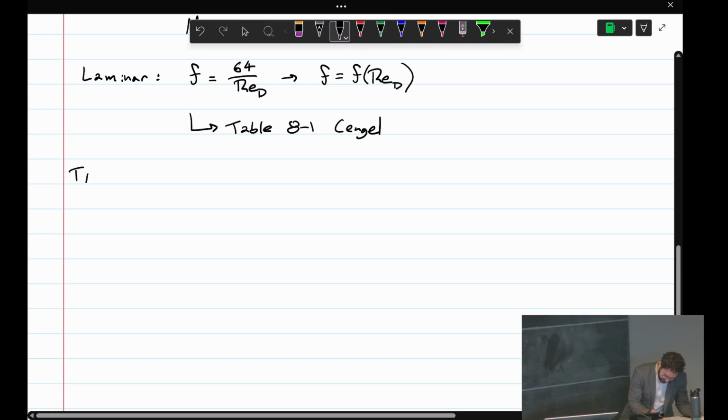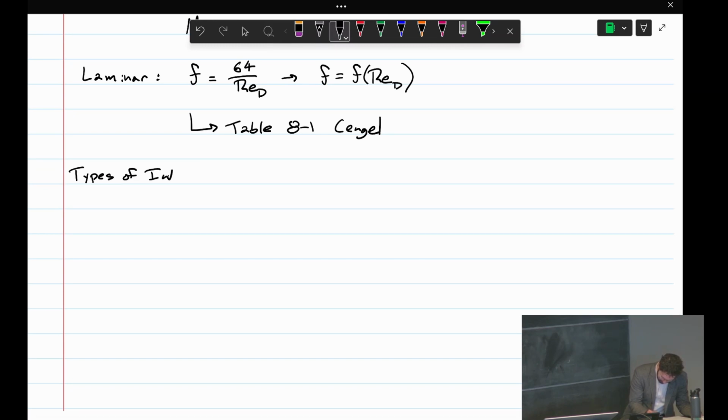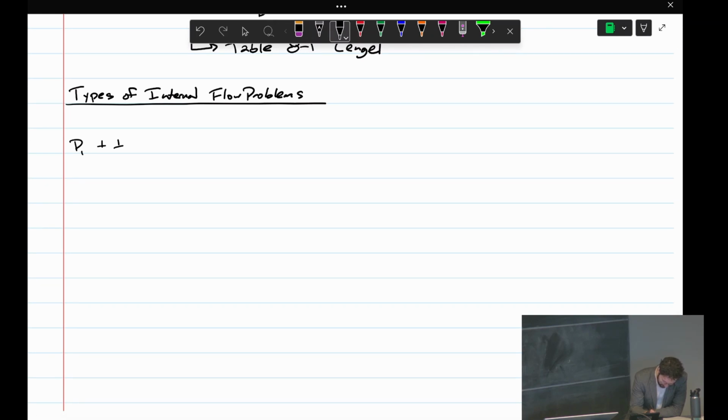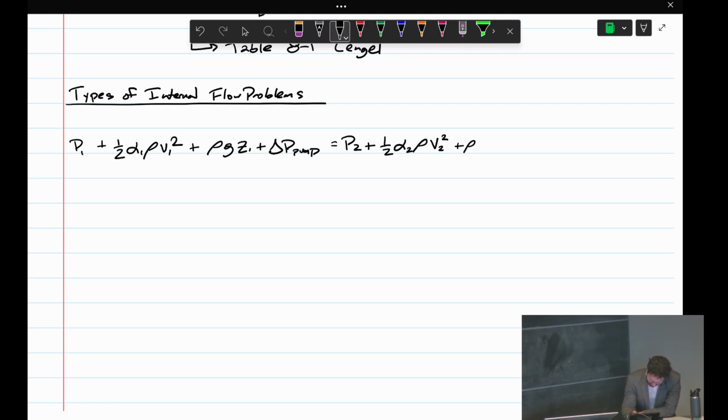Okay, what about the types of internal flow problems? Okay, so writing down the extended Bernoulli's equation here. So P1 over rho plus 1/2 alpha 1 V1 squared plus g Z1, plus the pump term. Yes, our losses in our extended Bernoulli's equation are where a lot of complications arise.